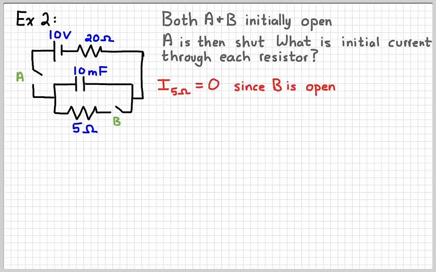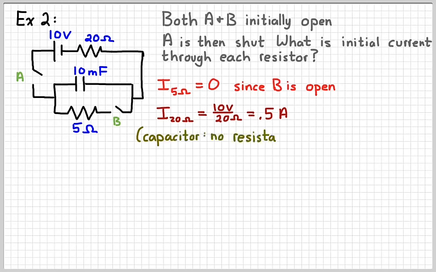So the 5 ohm resistor is going to have no current because that switch next to it is still open. Since B is still open, there was no way for charges to move through that 5 ohm resistor, so it doesn't get any current. To find the current through the 20 ohm resistor, I'm just going to use Ohm's law. 10 volts over 20 ohms is half an amp. So right now, because the capacitor doesn't have any charge on it, it acts just like a short circuit. It's not going to provide any resistance to the flow of charge through it.